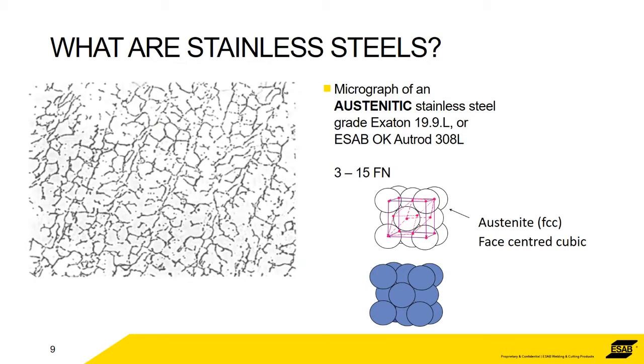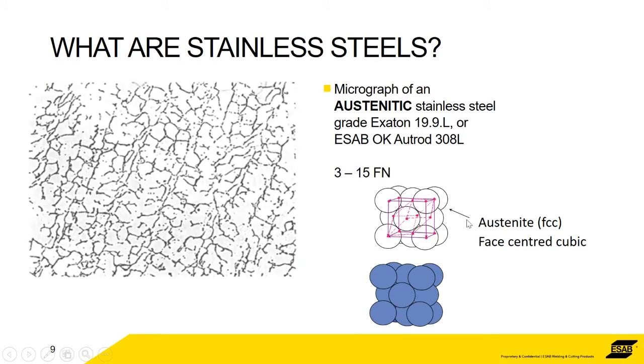And to go into a little more detail, looking at a micrograph. So this is under a microscope looking at an austenitic stainless steel like ESAB 308L, which would be Exciton 19.9. So that's 19 chrome, 9 nickel. Okay, so the amount of ferrite that you've got there is between 3 and 15. So the white that you're looking at is austenite, and the black lines are the amount of ferrite in there.